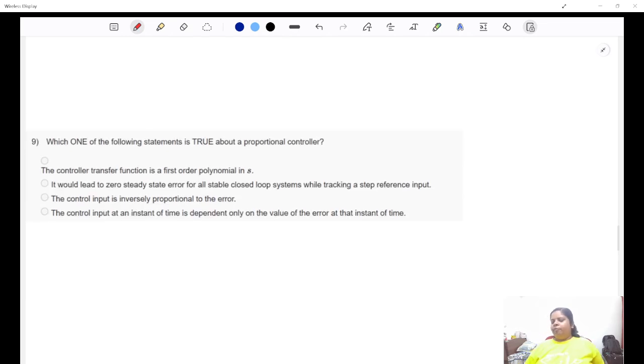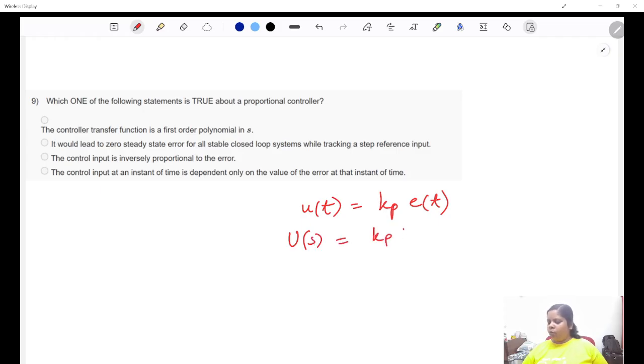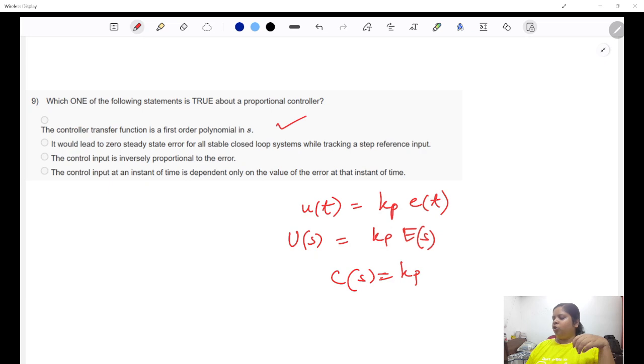Which one of the following statements is true about a proportional controller? What is a proportional controller? It is given by u(t) is equal to Kp into e(t). If I take the Laplace transform, U(s) is equal to Kp into E(s). So your C(s) over here is Kp. So the first option is that the controller transfer function is a first order polynomial in s. It is not, right? It is just Kp. It is a constant. So this is the wrong option.